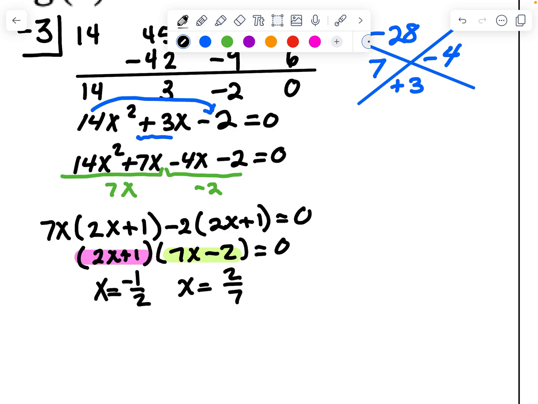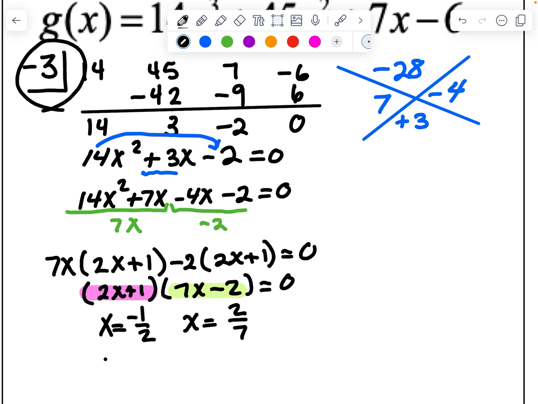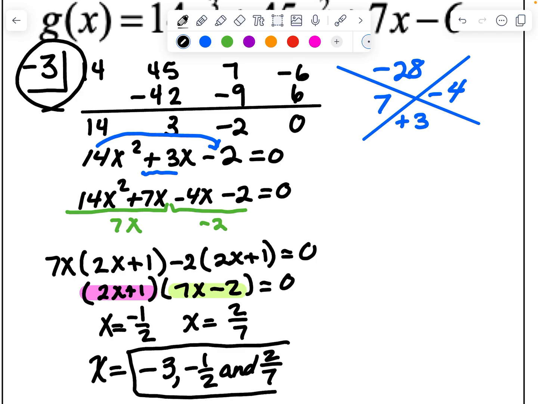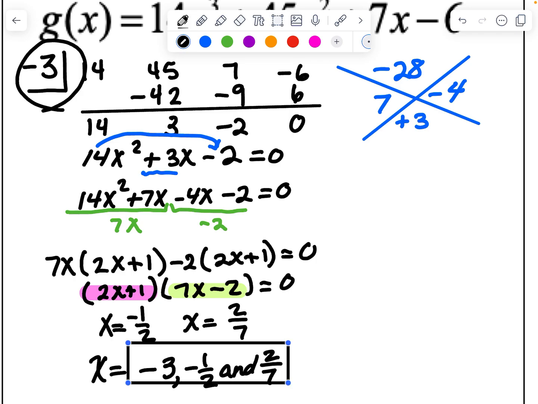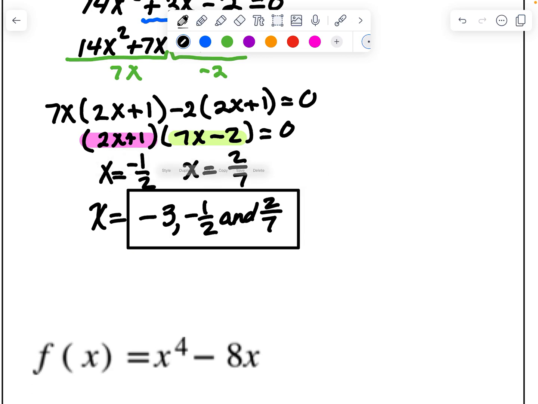Remember, we also had the answer of negative 3. So our answers are x equals negative 3, negative 1/2, and 2/7. So that is our answer we're going to put in Canvas.